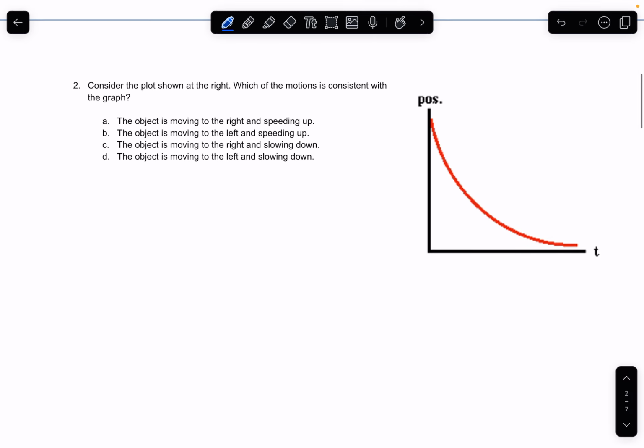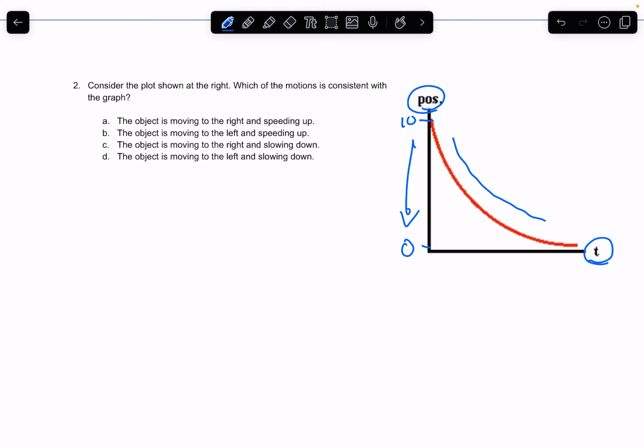If you go to the second question, again, it's position versus time. The thing I like to think about is, say this is 10 meters, and then this is 0 meters. So he's going from 10 meters down to 0 meters on a curve. So it's hard to find the slope of a curve.